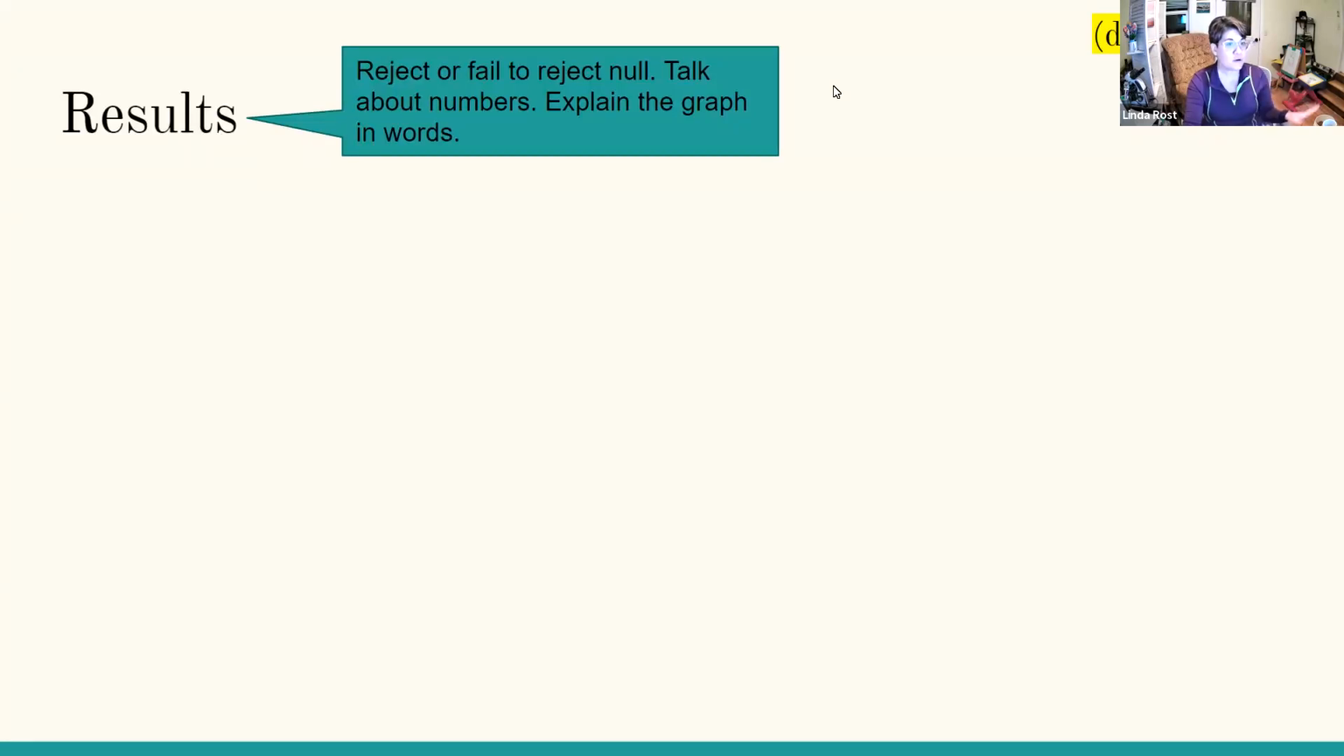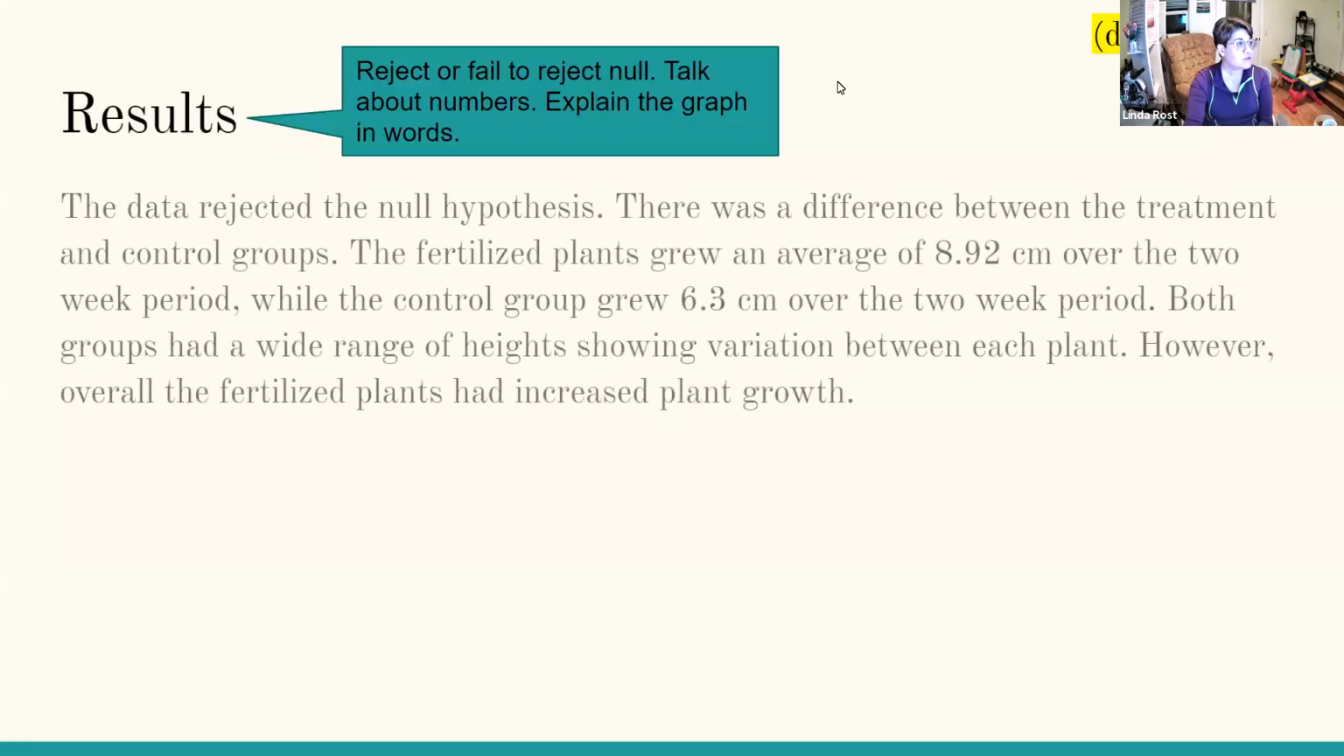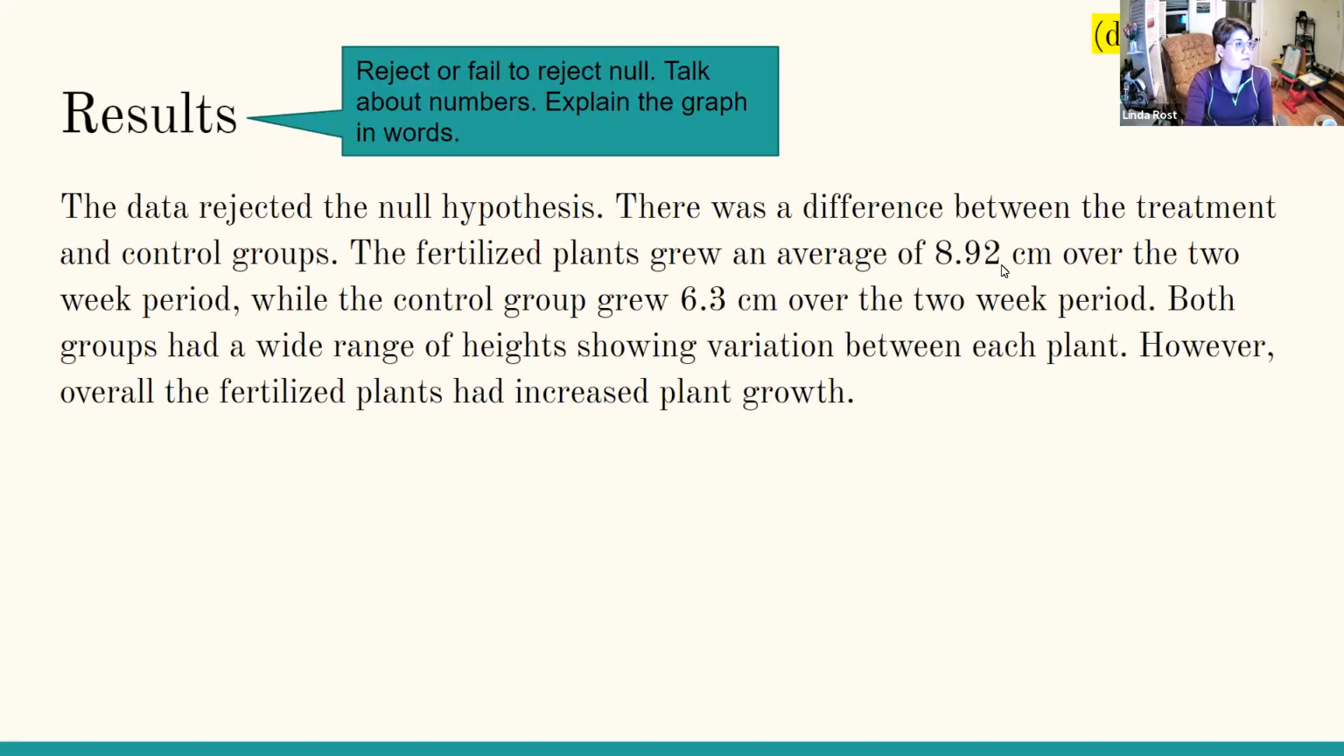Then you will later write your results. The results either reject or fail to reject the null. And in this section, you talk about numbers and explain the graph in words. So here's my example. I have some numbers here. I could have rounded that, but I said the fertilized plants grew an average of that. Control group was that over the 2 weeks. And then I also said the data rejected my null because there was a difference. So remember, my null said there is no difference between the treatment and control, but I found that there was a difference. So I would say that I rejected my null.